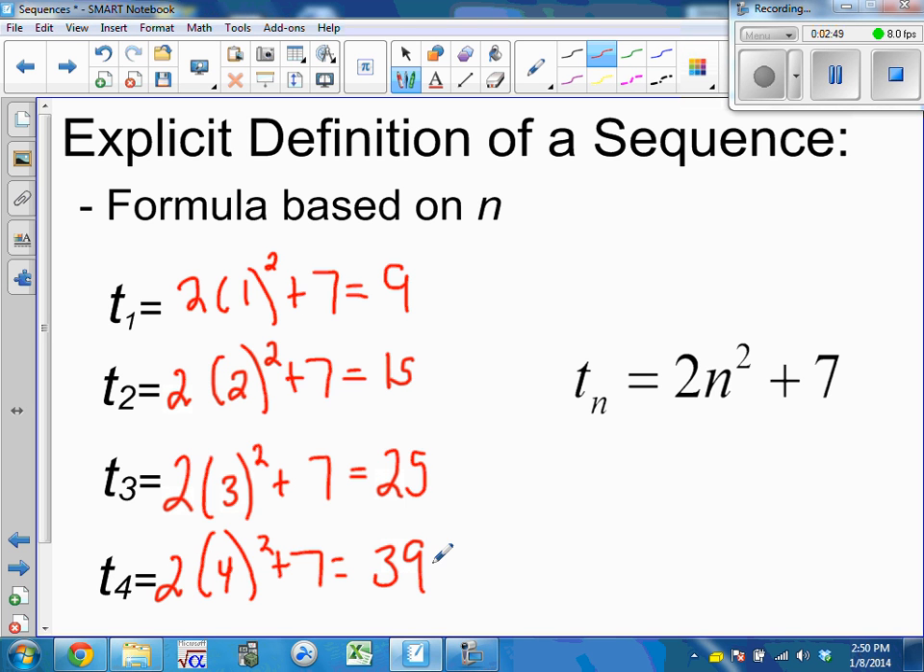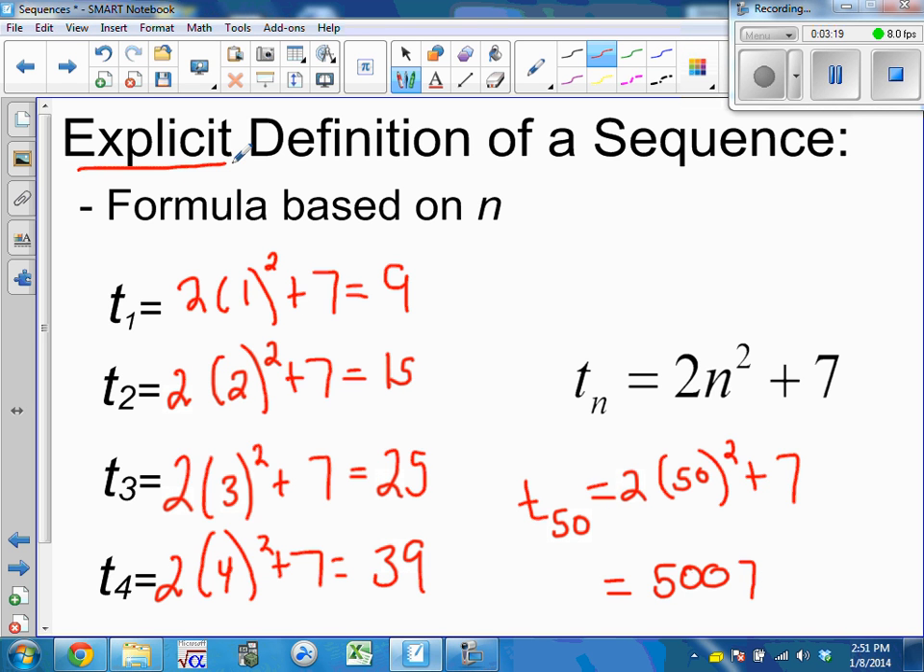Now, the advantage of an explicit formula is this. If I want to find the 50th term, I can just substitute in 50 and figure out what that is. And if I did that, 50 squared is 2,500, times 2, plus 7, I get 5,007. So that's the advantage of an explicit formula. You can just plug it in and get any term you want.